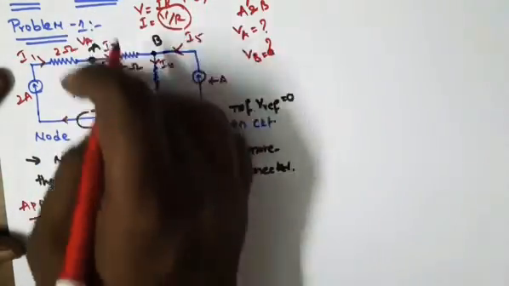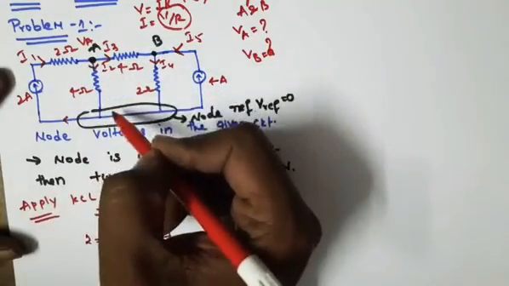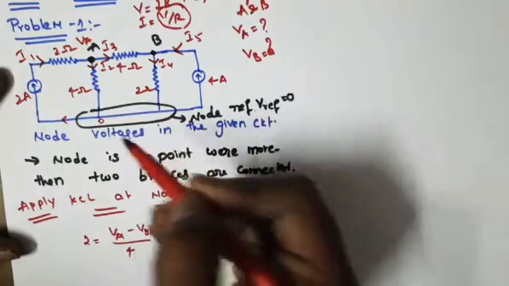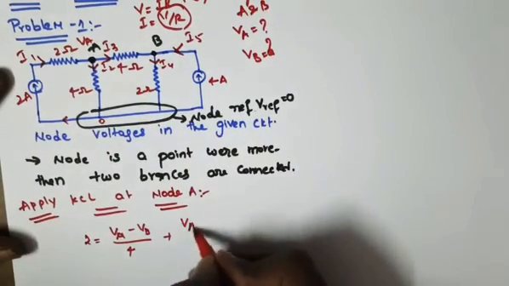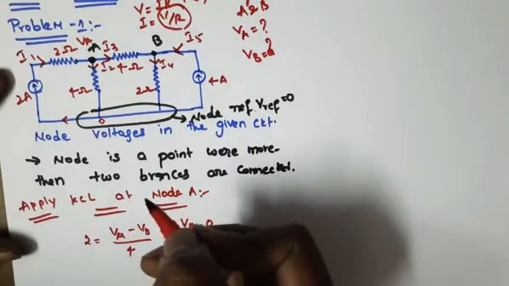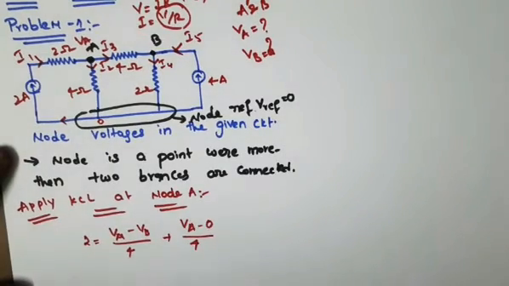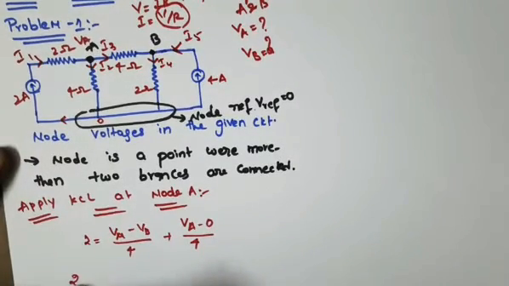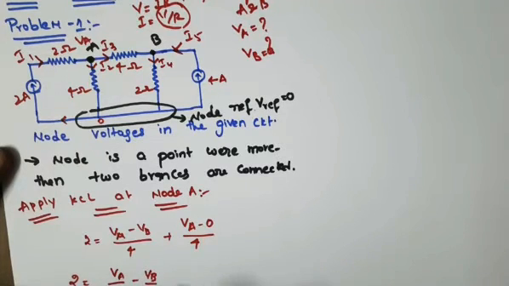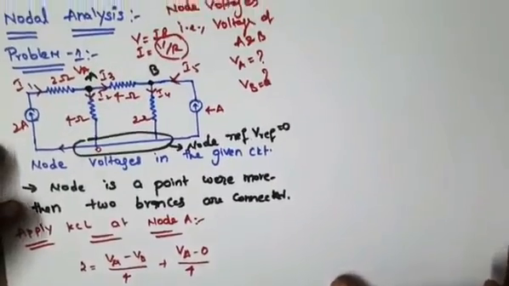Why? Because here one more outgoing current from the node is this current. This current is the outgoing current. So this is the reference, 0 voltage. So VA minus 0 by 4 ohms. Is it clear? Okay. So by solving this, what happens? 2 is equal to VA by 4 minus VB by 4 plus VA by 4. Is it clear up to here?